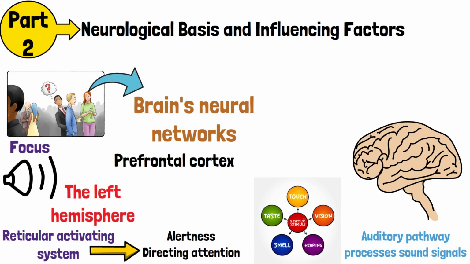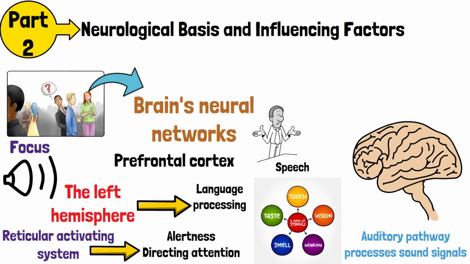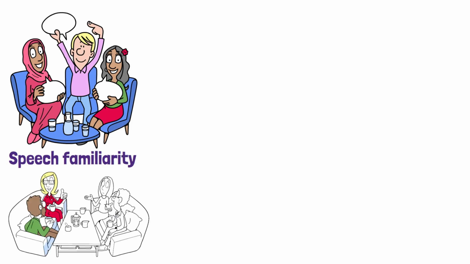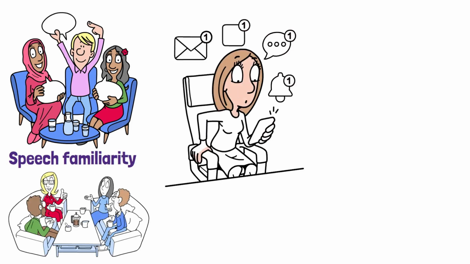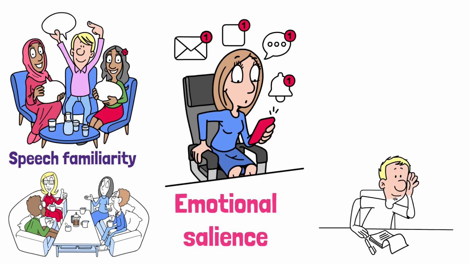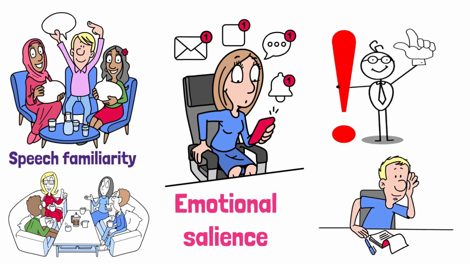The left hemisphere of the brain, often dominant in language processing, aids in interpreting speech, while the right hemisphere handles spatial auditory information, helping to locate the speaker in a noisy environment. Several factors influence the cocktail party effect. Speech familiarity, such as recognizing the voice of a friend or loved one, enhances selective attention. Emotional salience also plays a role. For example, hearing your name across a crowded room will almost always capture your attention.